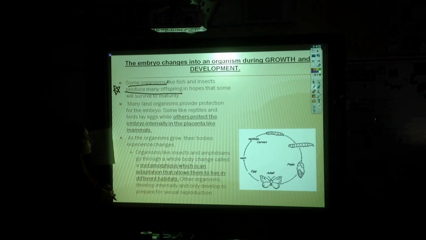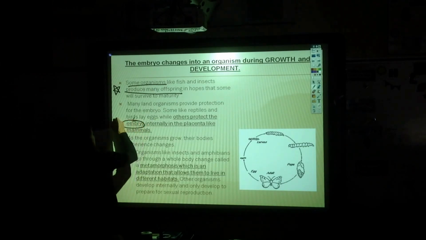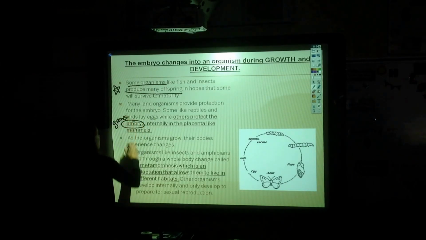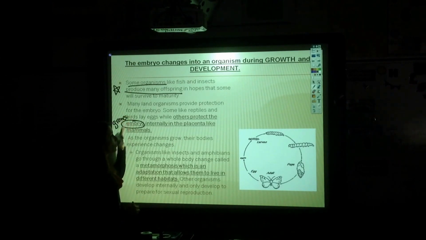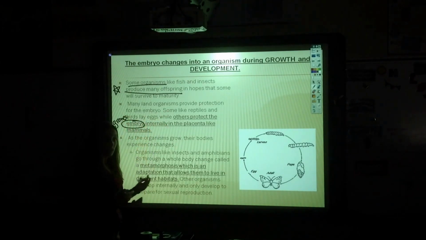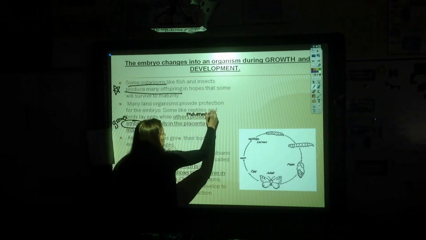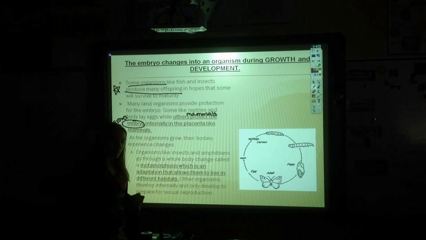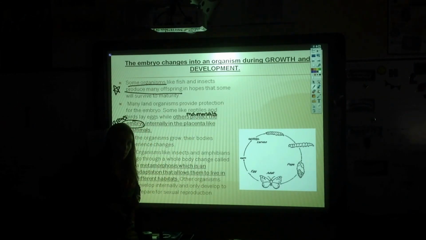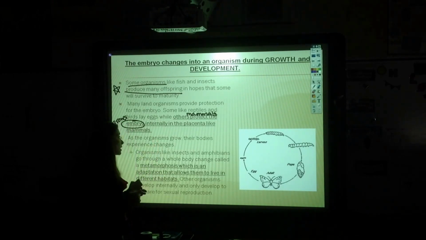Many land organisms provide protection for the embryo. Some, like reptiles and birds, lay eggs, while others protect the embryo internally in the placenta, like mammals. So as the embryo grows, some animals protect that growing embryo. Reptiles and birds lay eggs, but others, like mammals, some mammals have a placenta. That's the sac that your mother carries you in. Inside of her uterus, there's the baby, but the placenta is the sac that surrounds the baby.